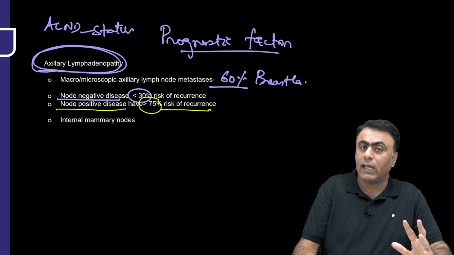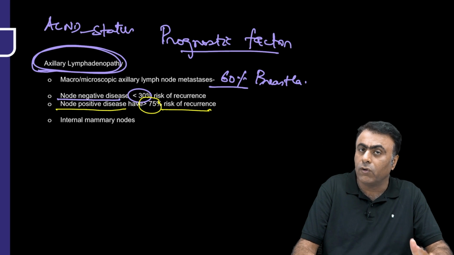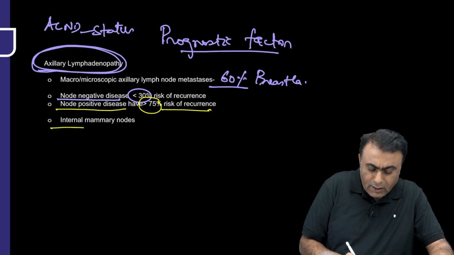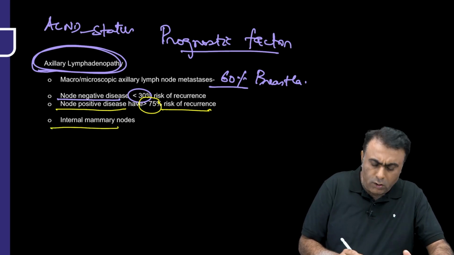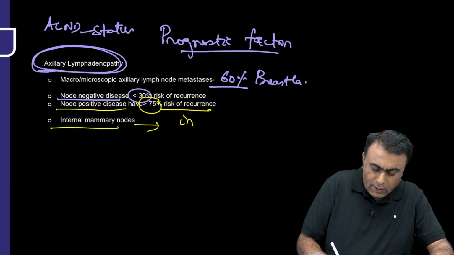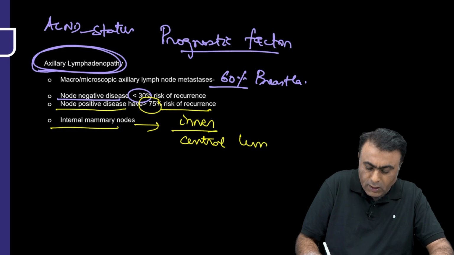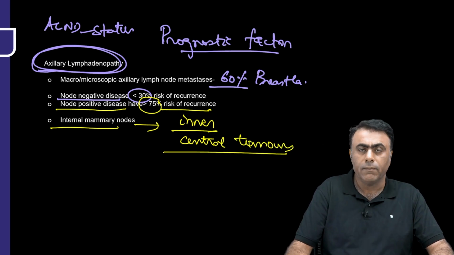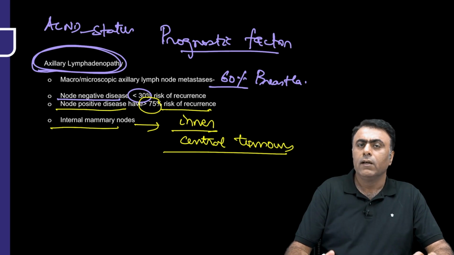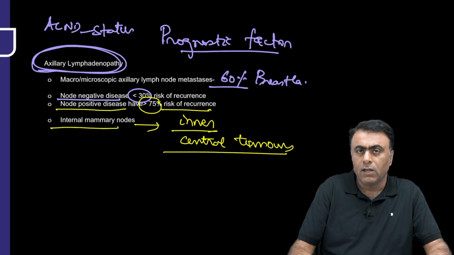Apart from this, there can be involvement of internal mammary lymph nodes as well, and internal mammary lymph nodes are usually more commonly involved when the tumors are in the inner quadrant of the breast, or when they are central tumors of the breast. So this is the regional metastasis in a patient of breast cancer, which mainly involves the lymph nodes, most commonly the axillary lymph nodes.